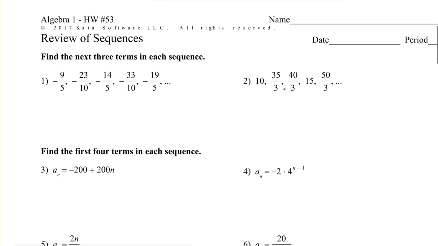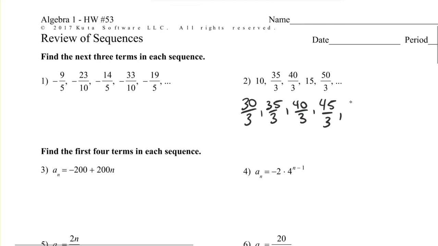Let's get them so they all have the same denominator. So 10, what's 10 divided by 3? Or what number divided by 3 equals 10? We should all be able to do that. That's 30 over 3, 35 over 3, 40 over 3, 15. What divided by 3 makes 15? Well, that's 45 over 3.